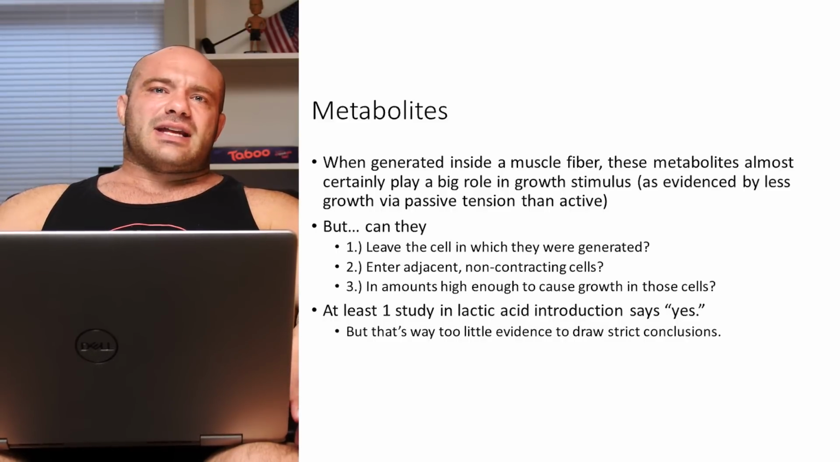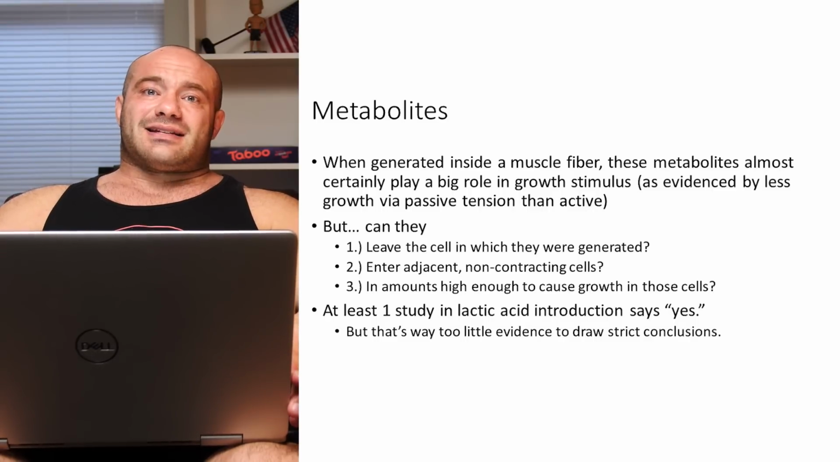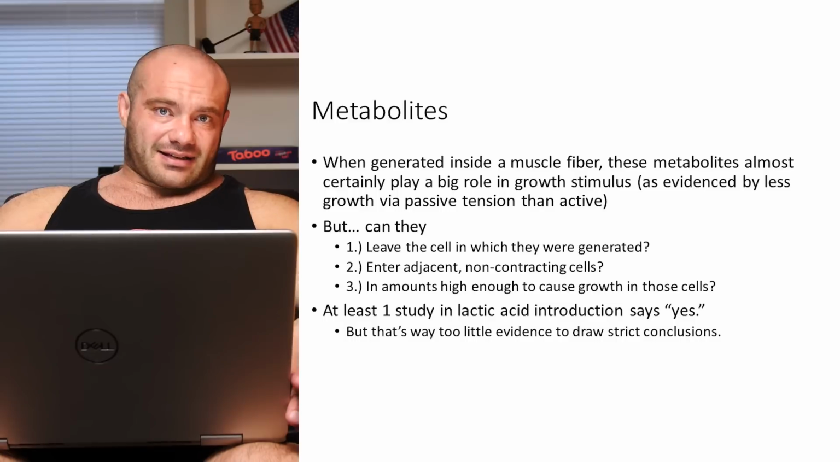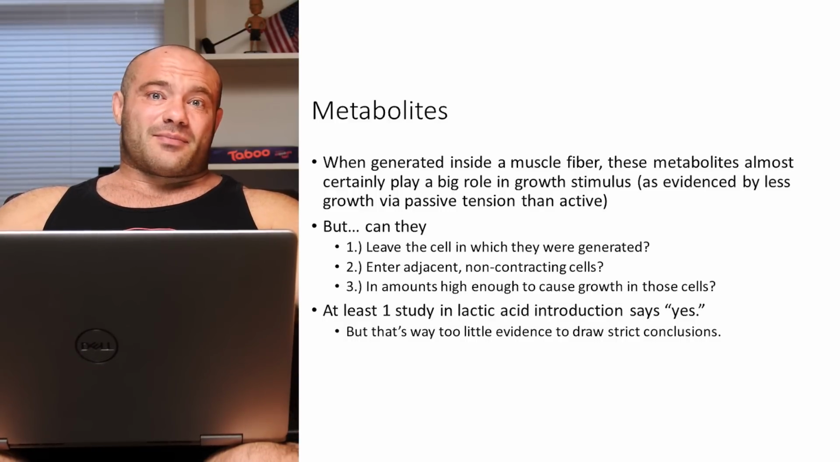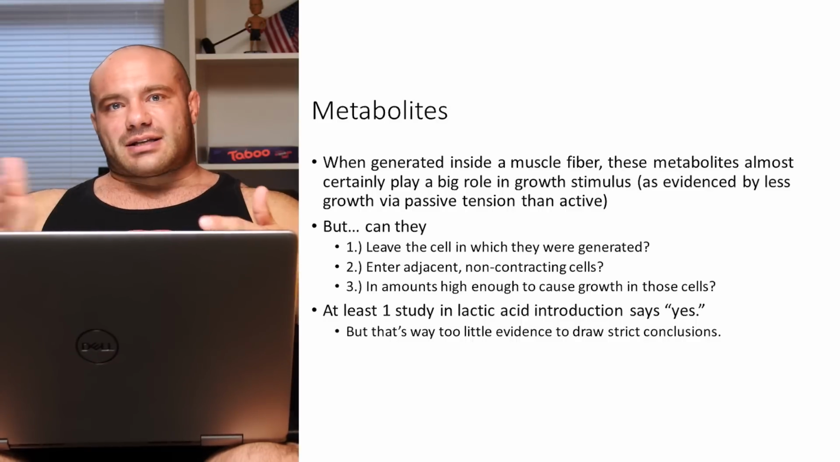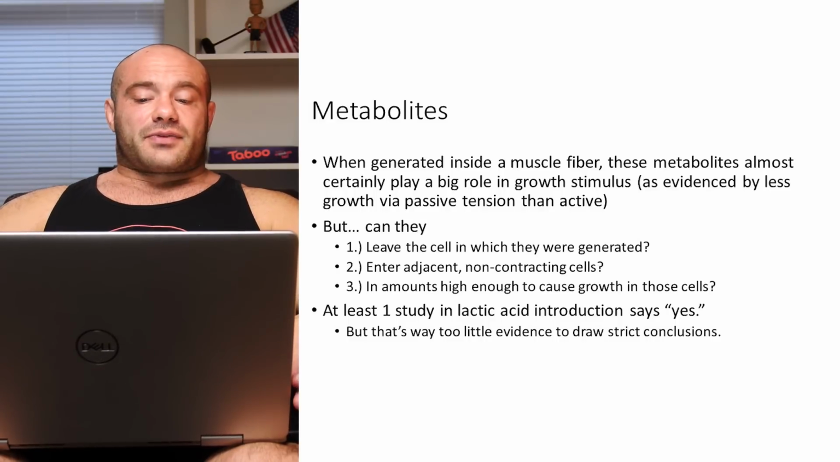Well, if it's like 5 or 10 units of both of them, maybe the requirement for hypertrophy for trained athletes is at least 30 units of lactic acid and calcium. Well, then metabolites just are really cell specific at that point. There's just not enough of them leaking across cell lines. And then you have to actually activate every single cell that you want to grow, which is very, very possible. So question 1, do they leave the cell in which they were generated?